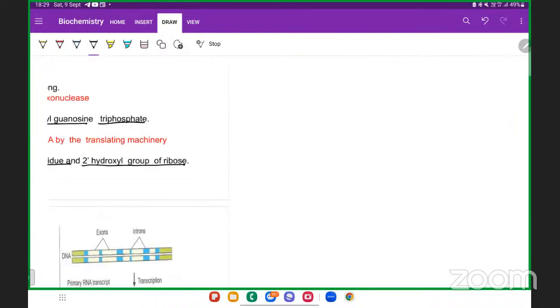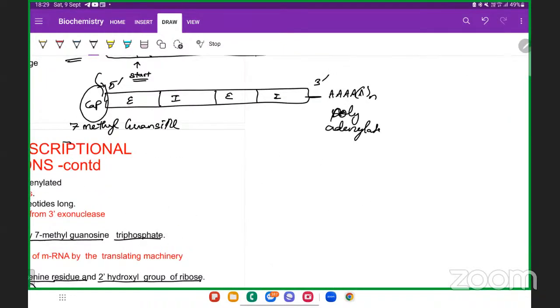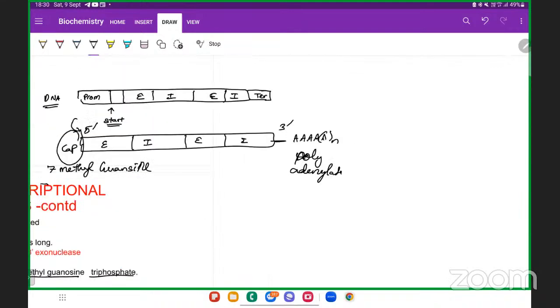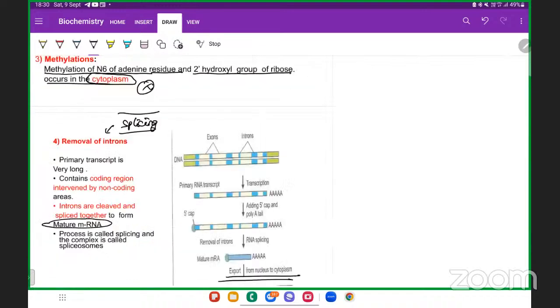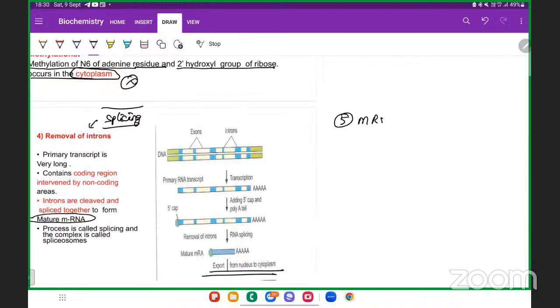Number one is going to be mRNA editing. mRNA editing is done by two important materials. What are the two important materials which do mRNA editing? mRNA editing is done by ApoB48 and ApoB100.